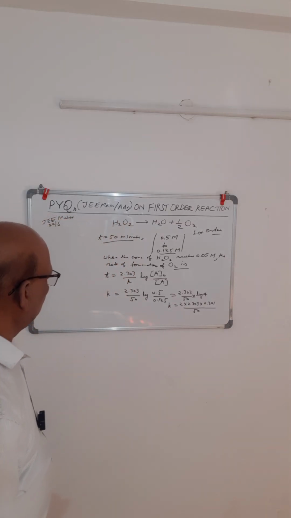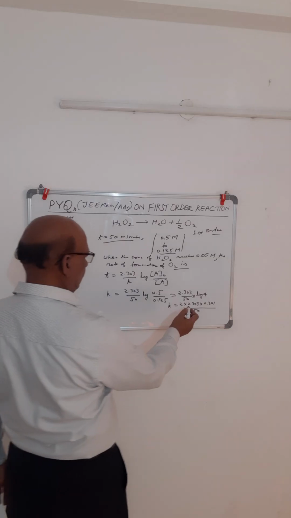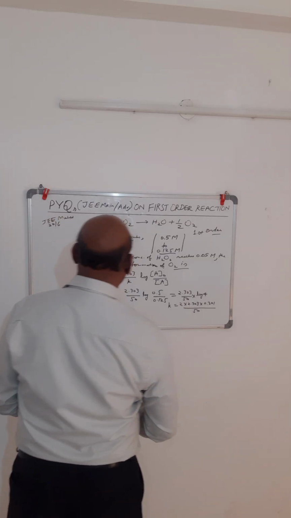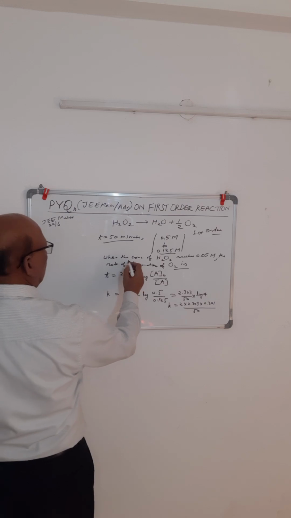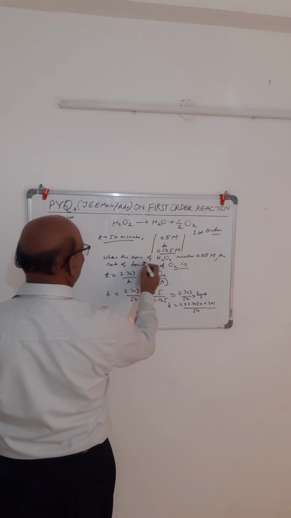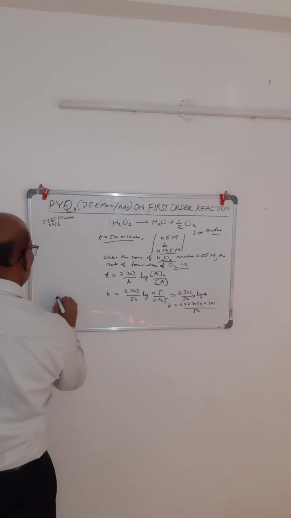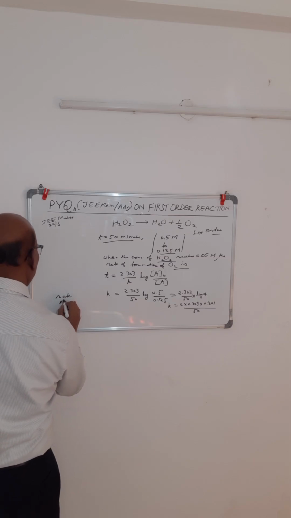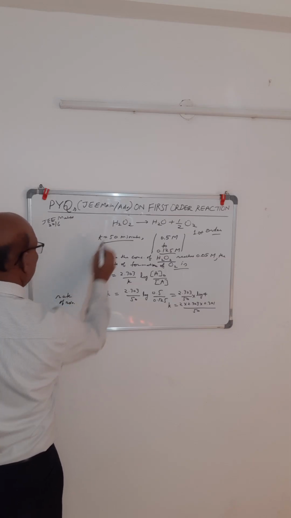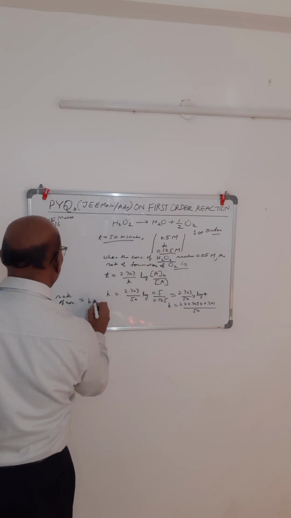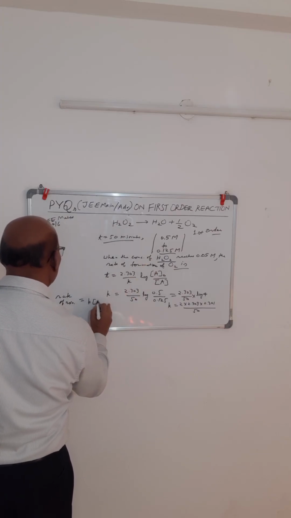Okay. So now we can straight away find the rate. Okay. When the concentration of H2O2 is this much. So the rate of reaction, if I write rate of this reaction, because this is a first order reaction, so it will be K into concentration of H2O2.